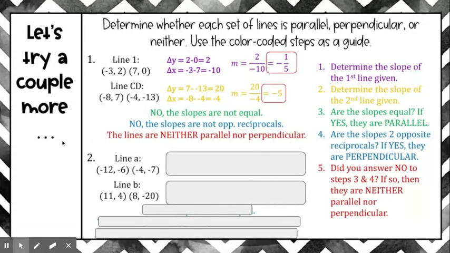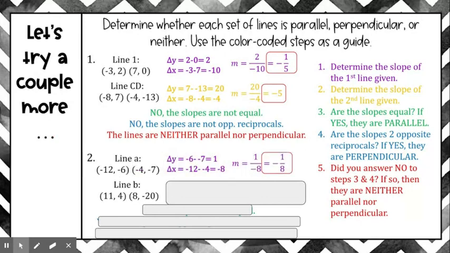Let's look at number 2. We have line A and line B. So our first step up here is going to be to determine the slope of the first line. To determine the slope of the first line, we have to find the change in y over the change in x. And we have negative 6, because here's our first y, and our negative 7, which is our second y. So negative 6 minus negative 7 is 1.